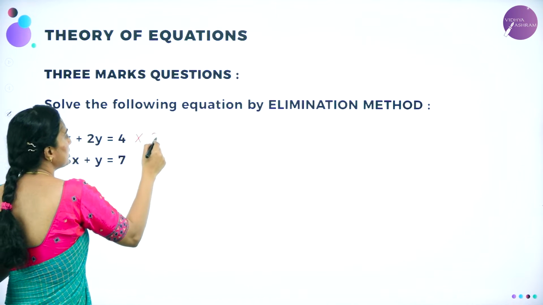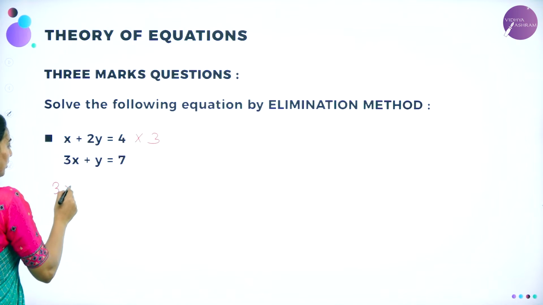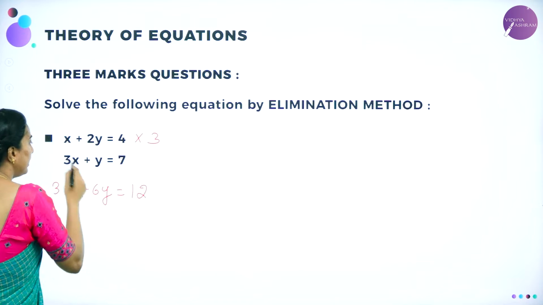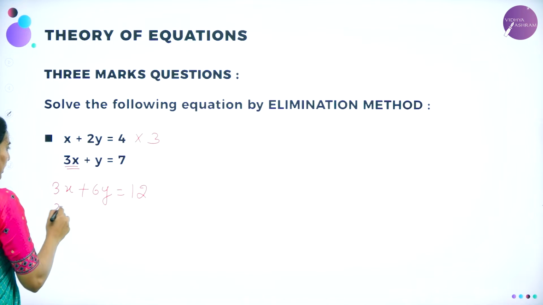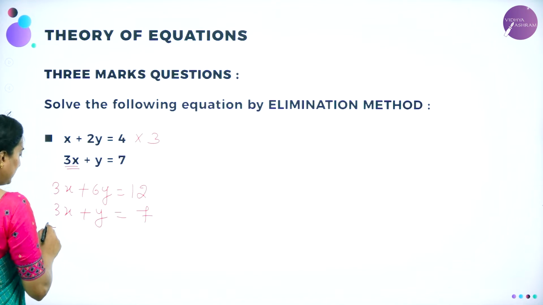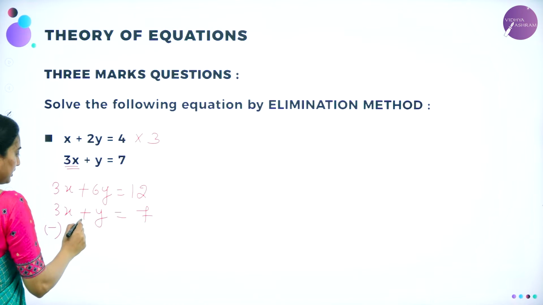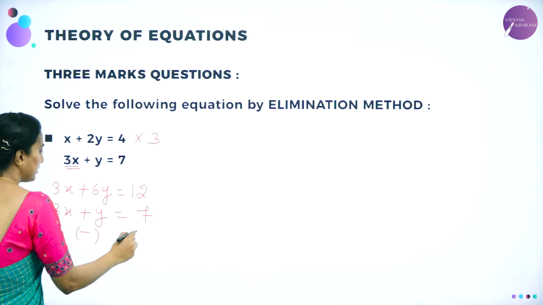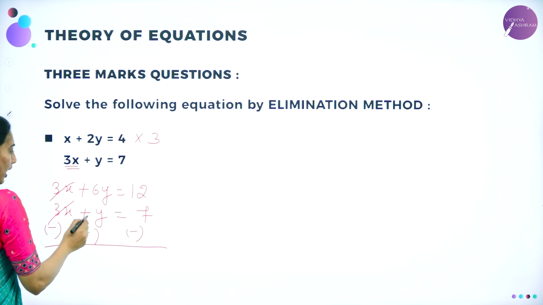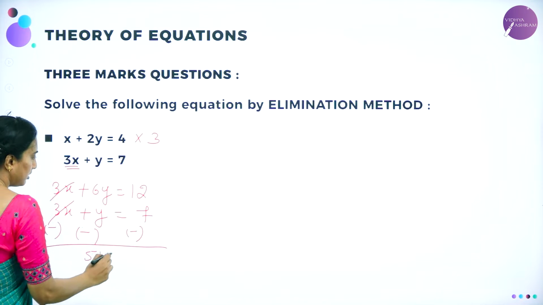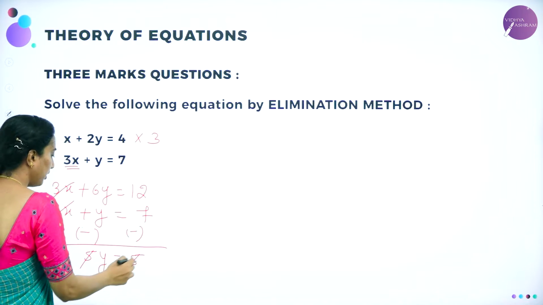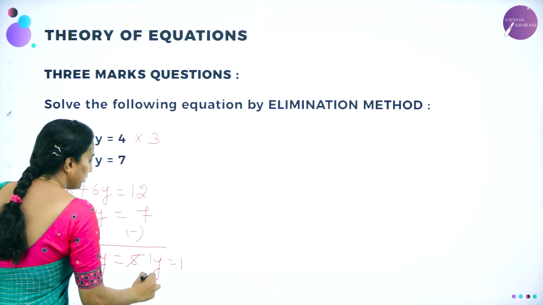So multiplying this equation by 3, you are going to get 3x plus 2 3s are 6y is equal to 4 3s are 12. Writing the second equation the same, that is 3x plus y is equal to 7. Now subtracting this equation: minus is there, here plus is there, minus. So 3x minus 3x will go, 6y minus y is 5y is equal to 12 minus 7 is 5, correct? Now 5 will go, remaining is 1. So y will be equal to 1.